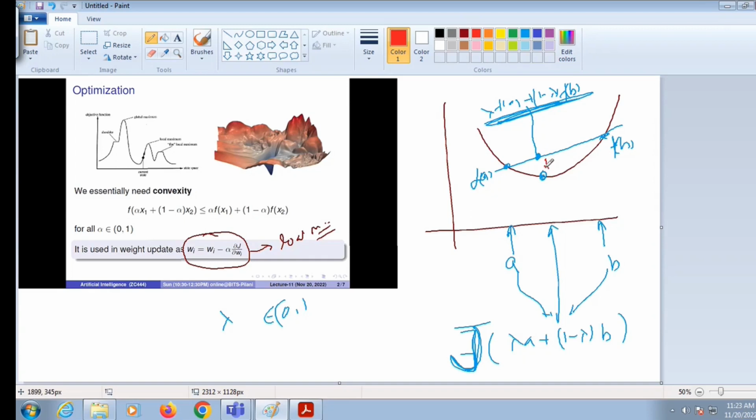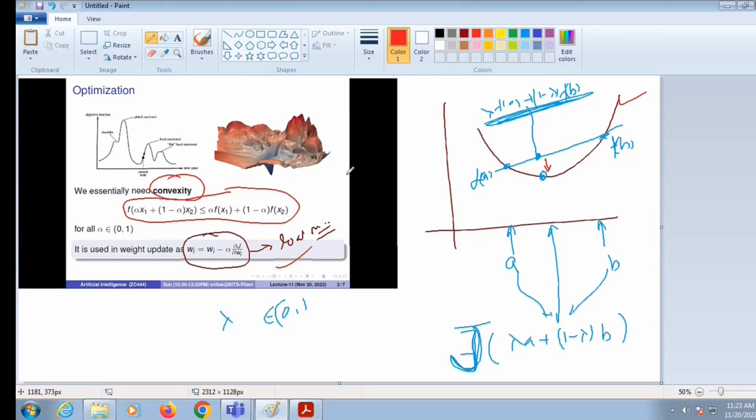That there is a gap. If there is this kind of gap, it means that this function satisfies the condition, then we say that this function is convex. And only for convex functions can we use this particular method to find the solution. Yes or no?